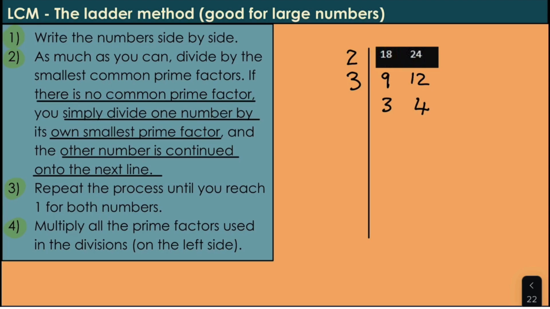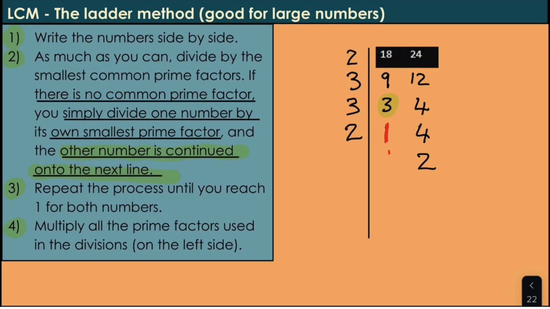So in this one, let's have a look at 3. Let's divide that 3 by 3. 3 divided by 3 is 1. It tells us the other number is continued onto the next line. So the 4 is continued down to 4. I can't do anything more with that red one. But the 4 can be divided by a prime number. The lowest prime number it can be divided by is 2. So 4 divided by 2 is 2.